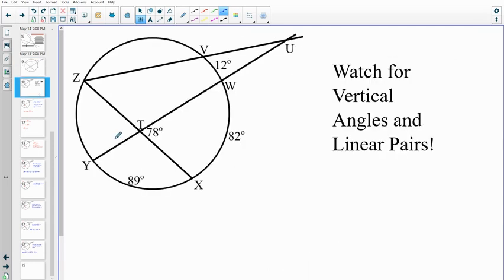So here we go. First, I'm going to look for the easy stuff. Vertical angles, linear pairs. We've been doing that since September. If this angle over here, angle WTX, is 78, then angle ZTY must be 78 degrees also. These two angles form a linear pair, so 180 minus 78 gives me 102 degrees. Or these two angles form a linear pair, or these two angles form a linear pair. This angle out here must be 102 degrees also. So lots of stuff we can find without using anything that we learned in this chapter.